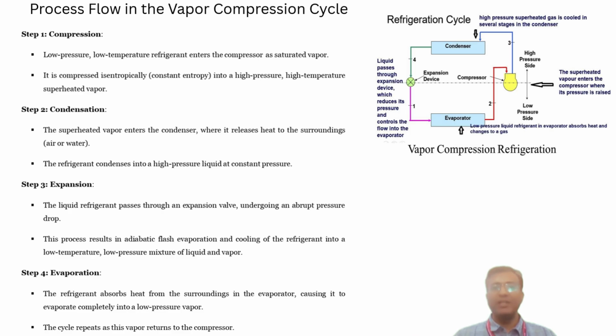Step number 4, that is evaporation. In the evaporator, the cold refrigerant absorbs heat from the surroundings, like the inside of your freezer. This constant pressure process vaporizes the refrigerant completely, turning it back into low pressure vapor. That heat absorption is what cools your food. The vapor then returns to the compressor and the cycle repeats.